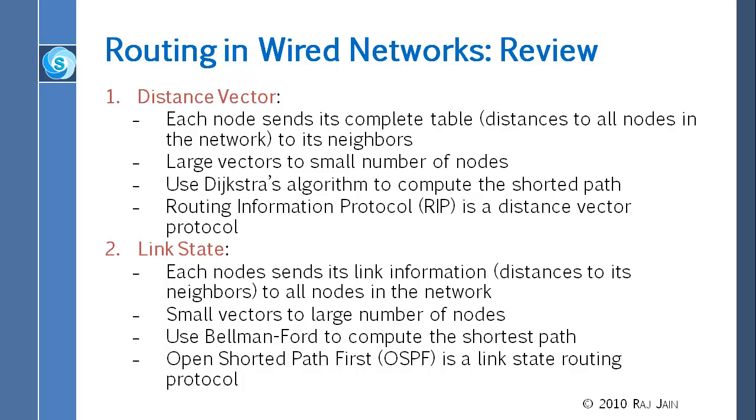In the link state, each node sends its information about the neighbors to the entire world. So basically you have very small amount of information, because all you are telling everybody is that node A is 3 milliseconds away from me, and node B is 5 milliseconds away from me. So you just tell out your neighbors. So this is very small information, but you tell it to the whole world. So the question is, which one is better? Distance vector or link state?